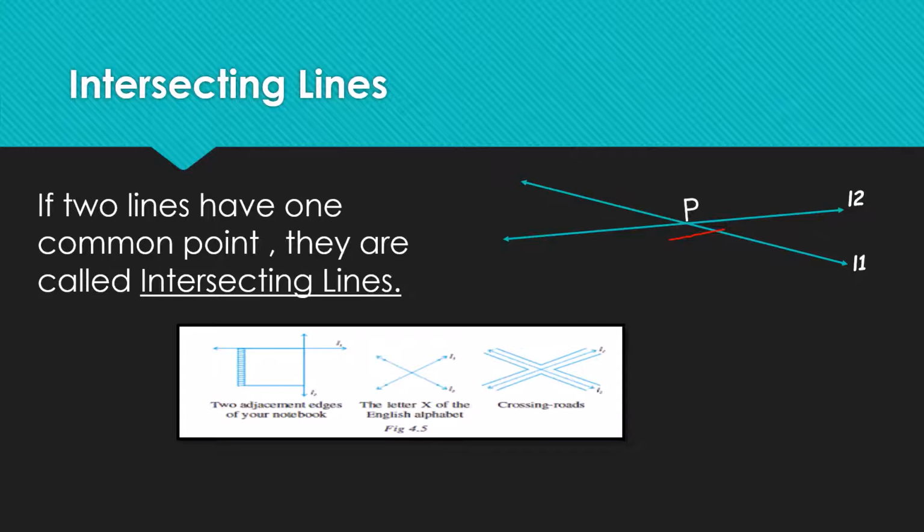You can take an example, shown in your NCERT book also: two edges of your notebook, the letter X of the English alphabet, and a crossing road. You must have seen that these lines cross each other at a single point. Here the single point we name P, and the lines which intersect each other are called intersecting lines.